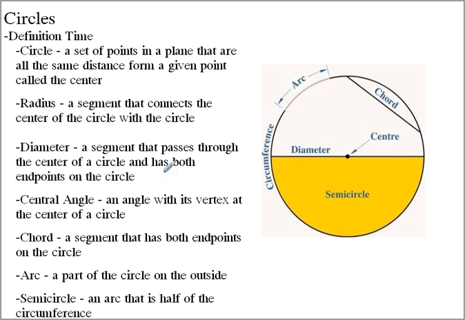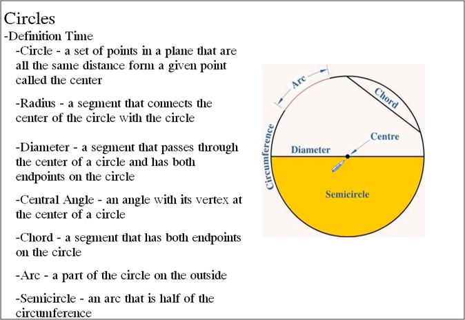Diameter is a segment that passes through the outside of the circle, the center, and then the outside of the circle again. A central angle, now this one's a little bit tougher, because a central angle is if you have a point here and a point here, and the vertex of the angle is that center point, and we'll go over that in a minute in the next slide.